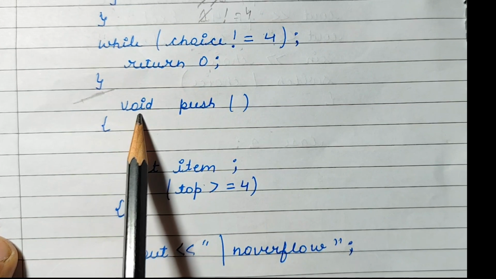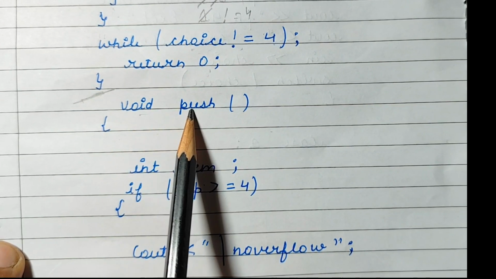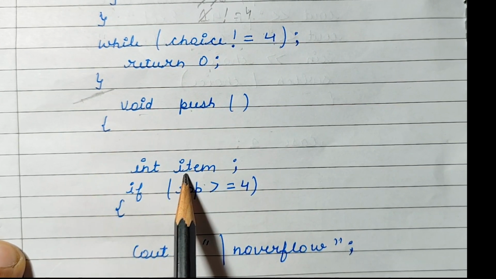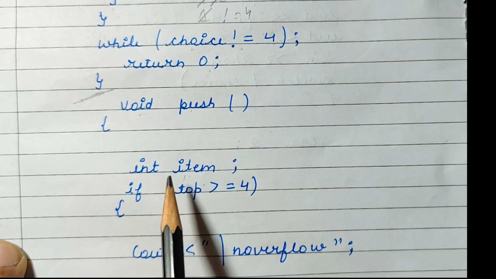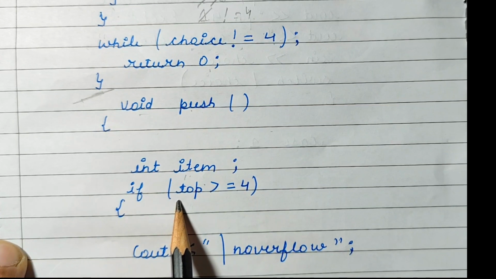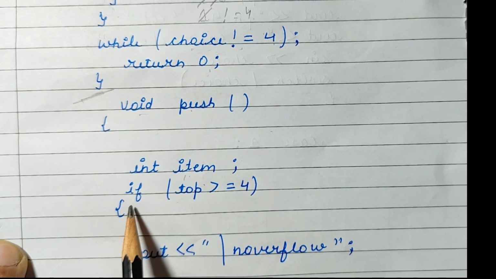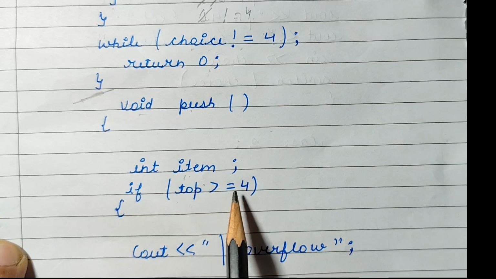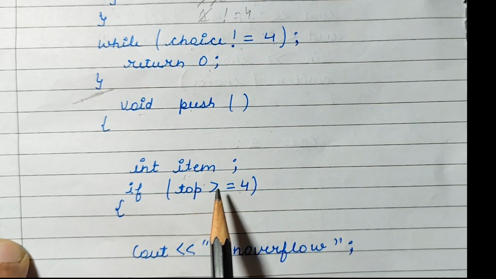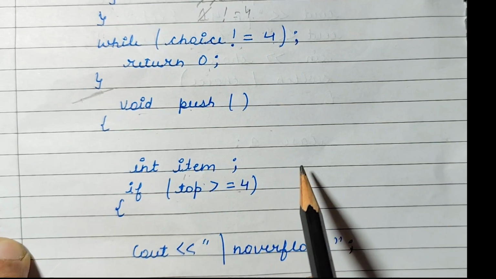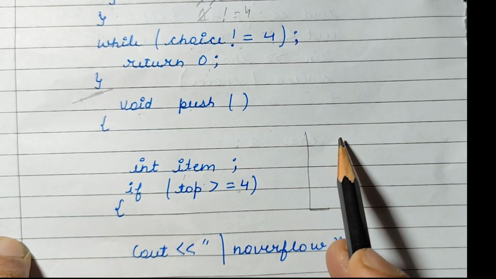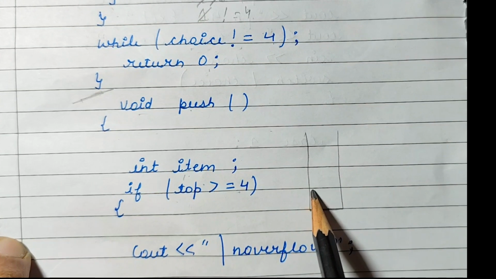So here void is the return type, push is the name of the function. Here first I declare a variable named item, because in the item variable we enter the value that we want to insert in the stack. Now for performing the push operation, first I check whether the stack is overflow or not. So first I implement the condition top greater than or equal to 4. If top is greater than or equal to 4, it means your stack is overflow. It will display stack overflow because here I give the size 5.